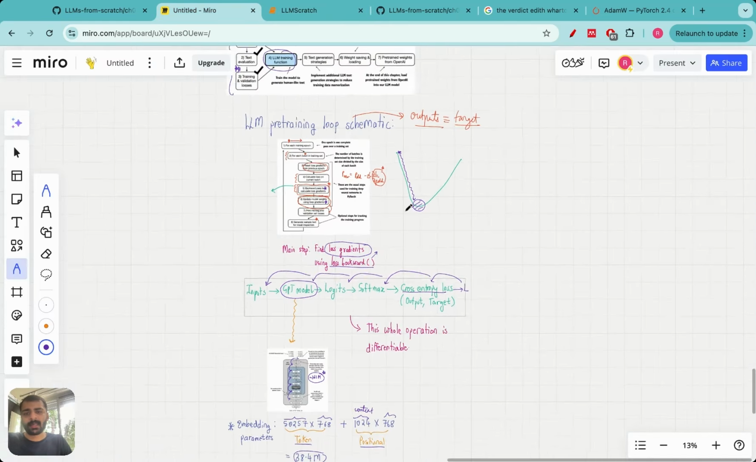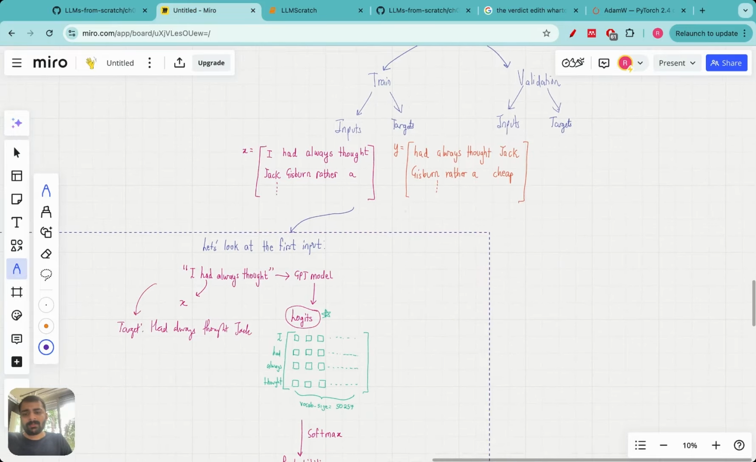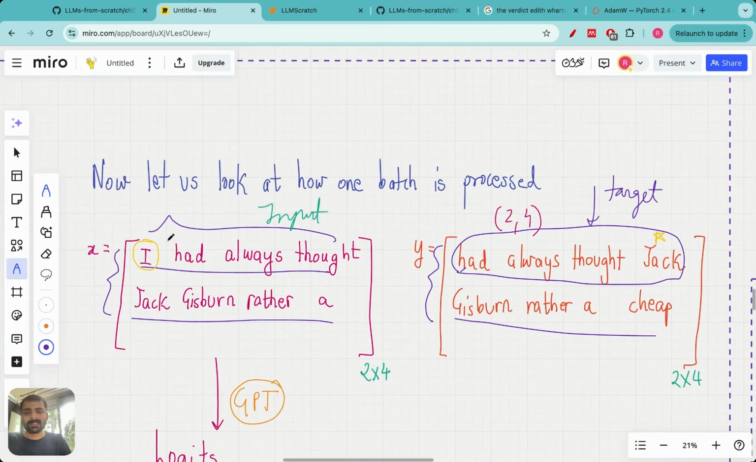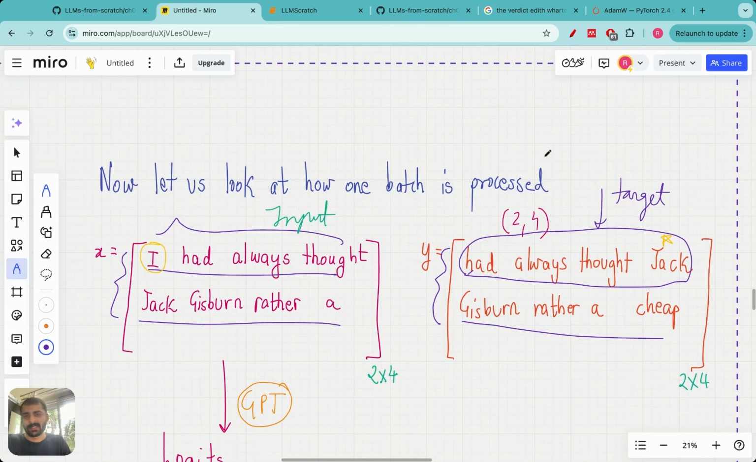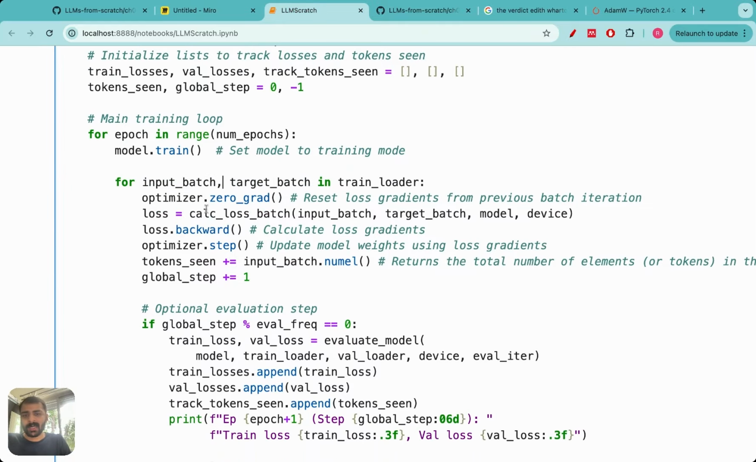This is similar to what I explained to you right now over here. See, when I say input batch and target batch, always keep this in mind. The dataset is divided into input batches and target batches. So there are multiple batches like this, and at one time I'm processing one such batch. At one time I'll look at one input and one target batch, and I'll find the loss between the input and the target batch.